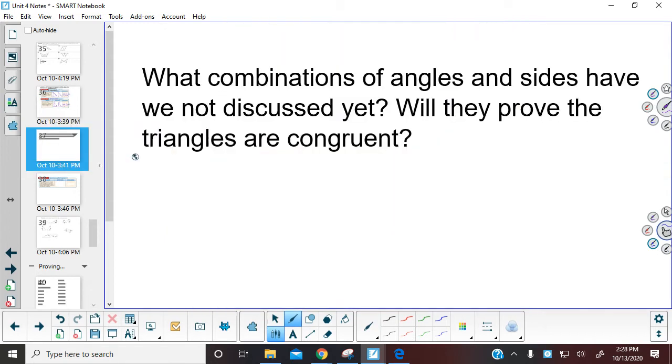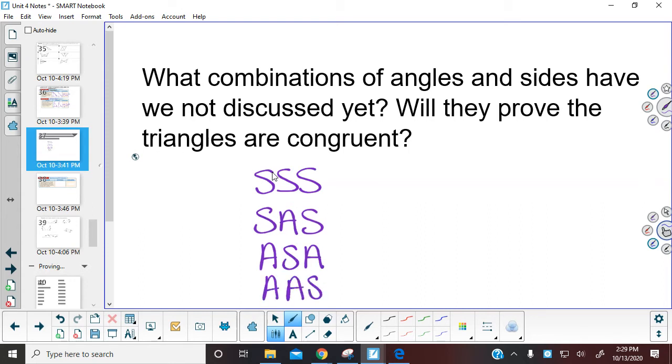When we look at this, it says, what combinations of angles and sides have we not discussed? So first off, if you think about side, side, side, we've done that one. If you think about side, angle, side, we have done that one. If we do angle, side, angle, those are the ones that we just are looking at today. Angle, angle, side. These are all ones that we've done, so I'm just going to put a yes here.